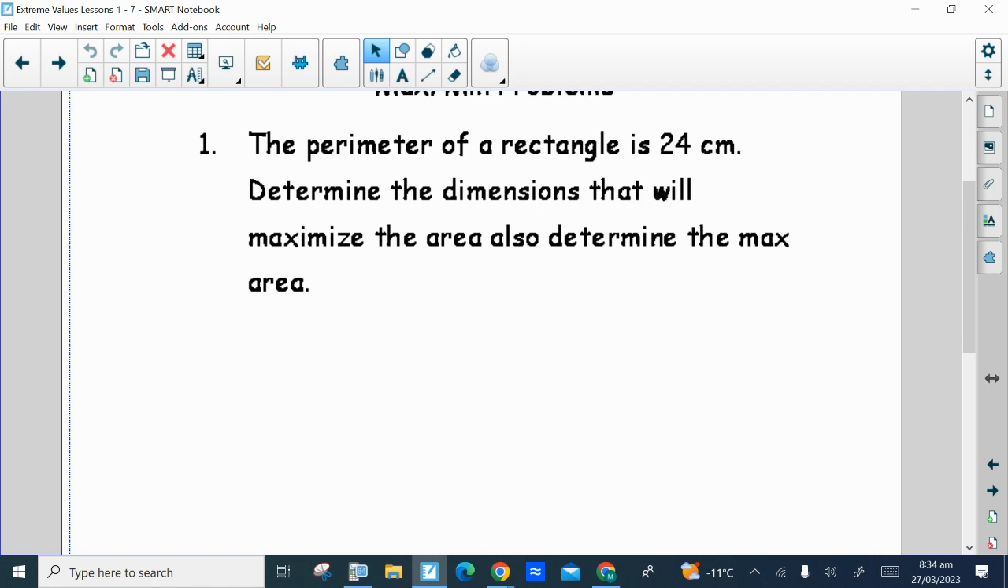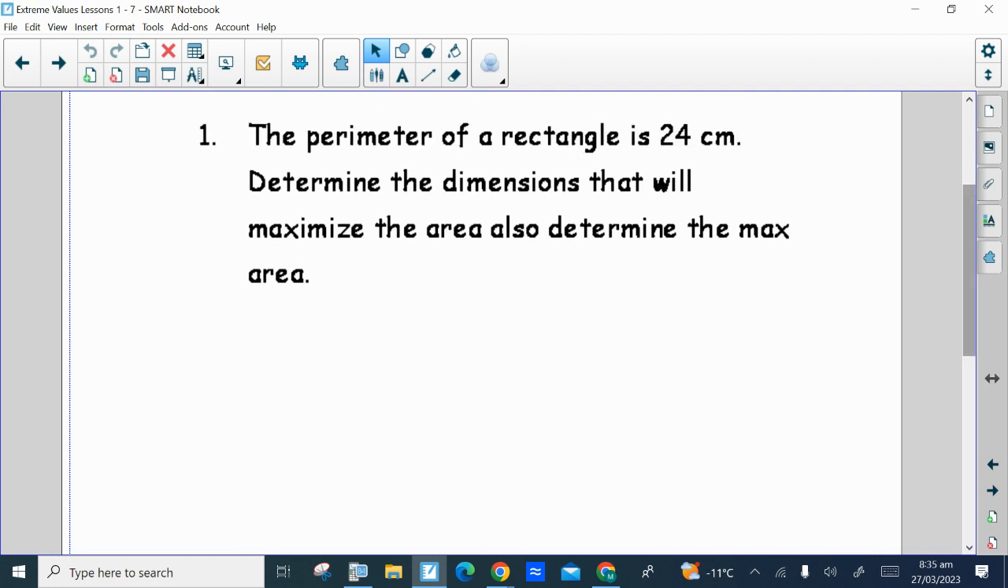Perimeter of a rectangle is 24 centimeters. Determine the dimensions that will maximize the area and also determine the maximum area. An application of this would be similar to one we looked at on Friday, where a person had only so much fencing to make a dog run, and they wanted to maximize the area. And so that would make sense that you might want to do that.